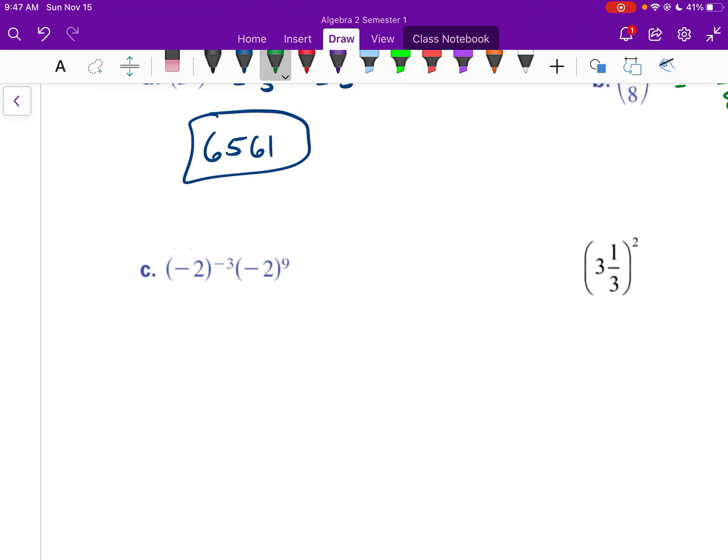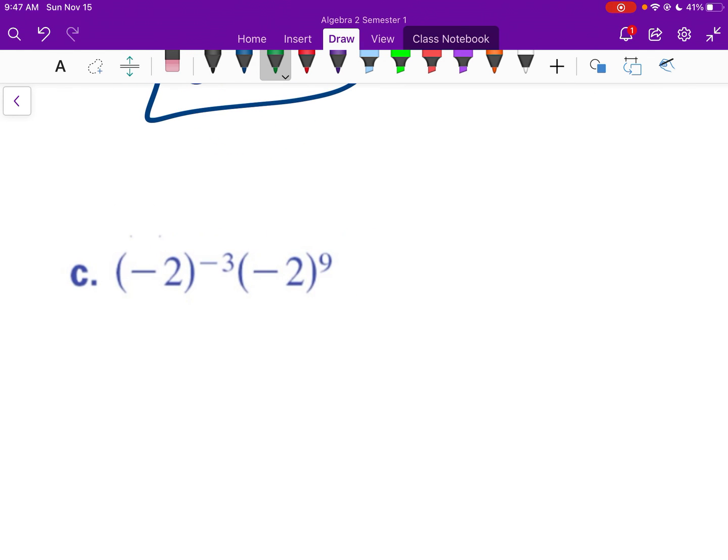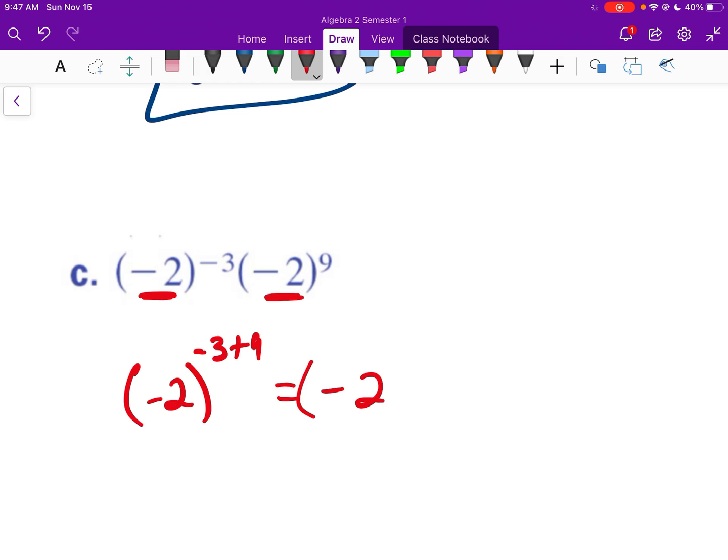Now, letter C here, a little bit more tricky, okay? So, really, it's actually not. We're looking at our base values, okay? Our base values are -2. So, our base value is -2, and we are multiplying these terms, so we're going to add -3 plus 9, which will give us -2, that quantity, to the 6th power.